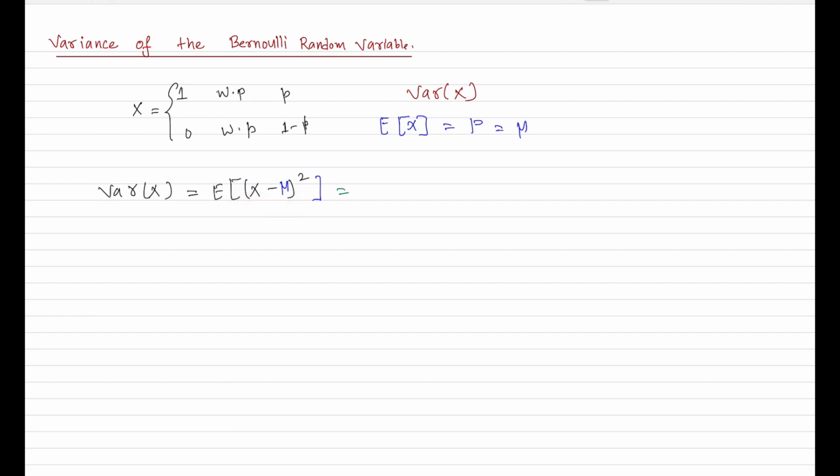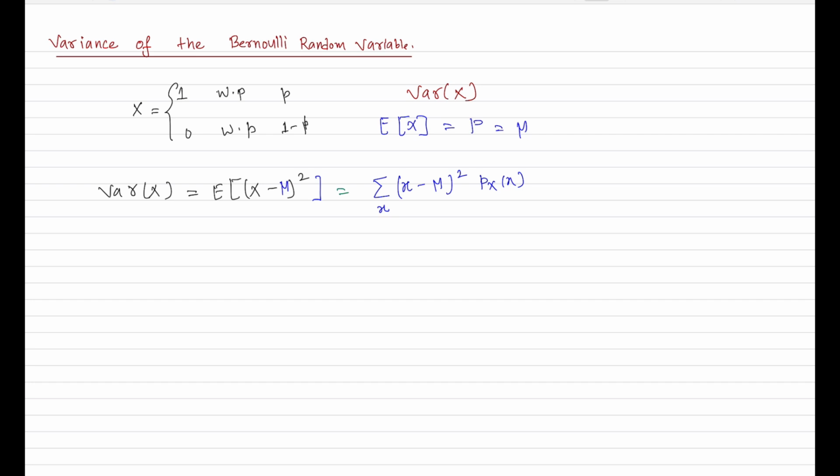And how do we find the expected value of a function? We can make use of the expected value rule. What we are going to do is sum over all the values that the random variable is taking, and we have g(x), that is (x minus mu) square, times the corresponding probabilities. So here we are going to run over all the values of the random variable that it can take. In the case of the Bernoulli random variable, this x will be 1 or 0.